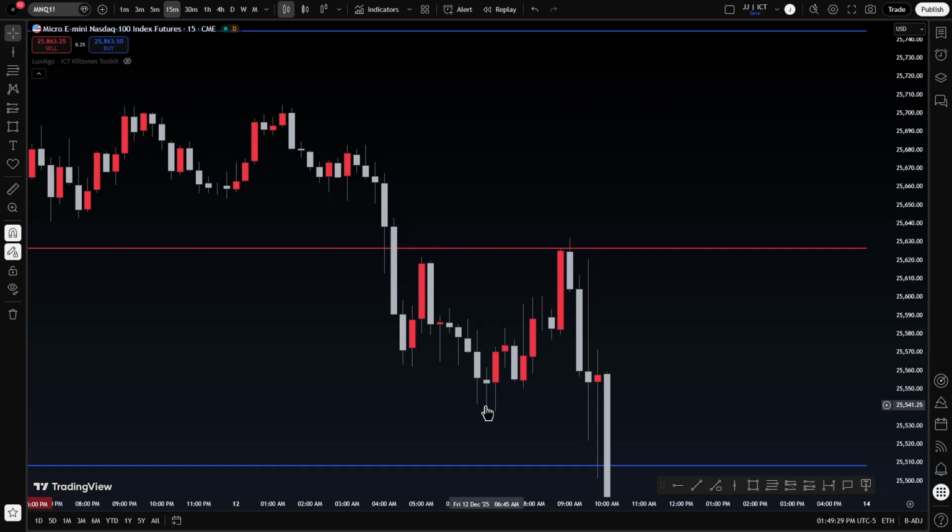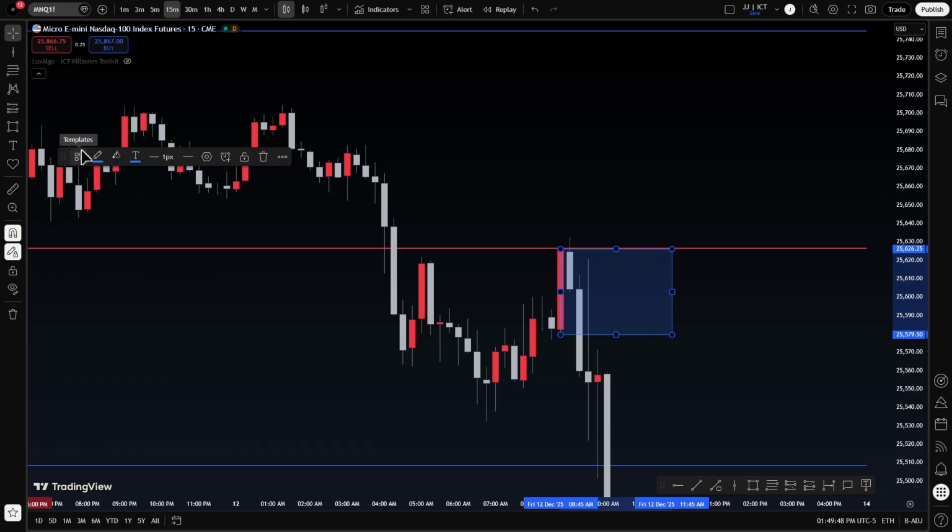So, since it jumped up and respected the equilibrium, what is the latest PD array? It's the order block right here. See that? It's the order block. You can use this for entries. You can use this as an entry.